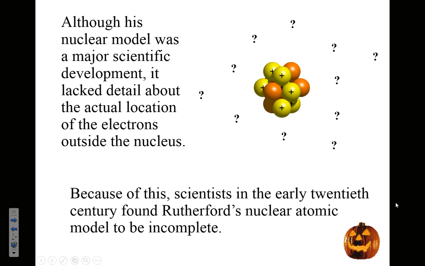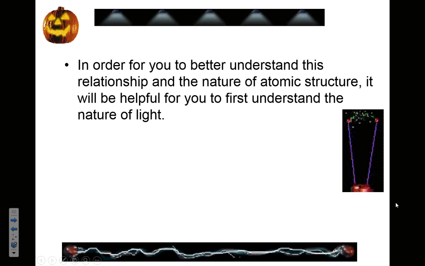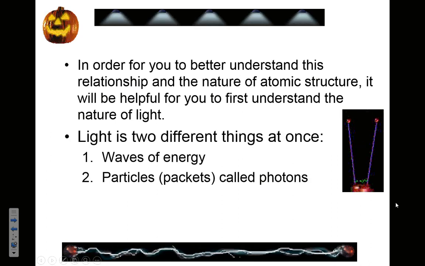And because of this, scientists in the early 20th century really found Rutherford's nuclear model to be incomplete. And they felt that for our true understanding of the atom, we really needed to have a better understanding of what was going on with the electrons. Well, as it turned out, in order to understand electrons better, we first had to have a better understanding of light.